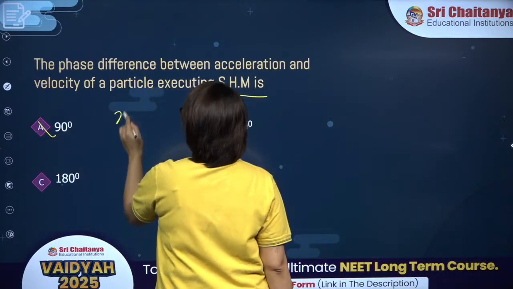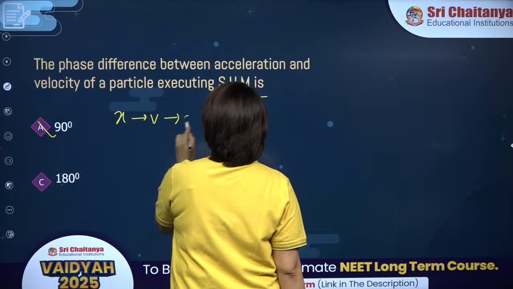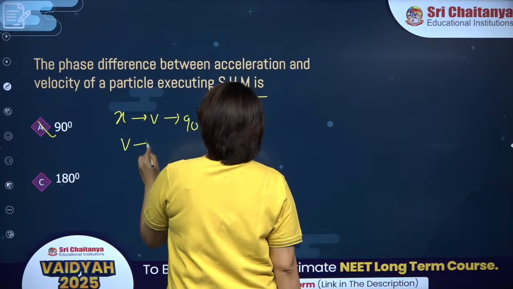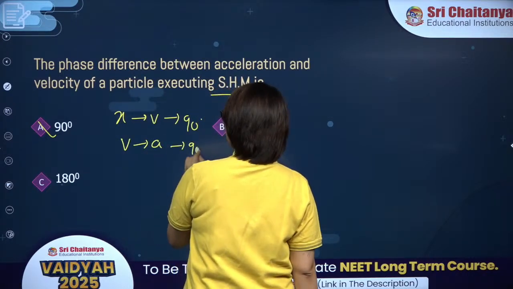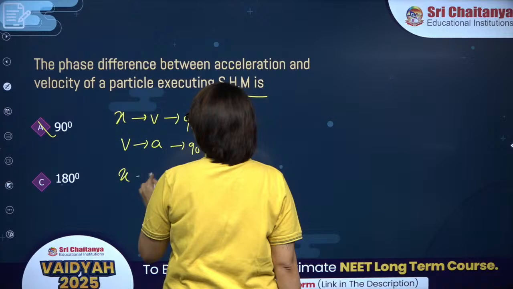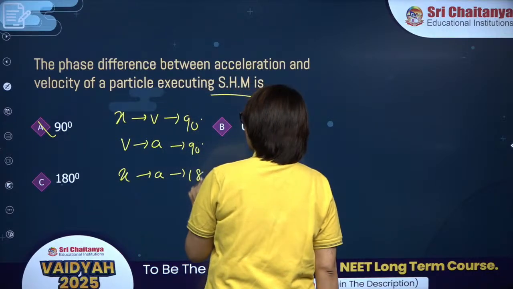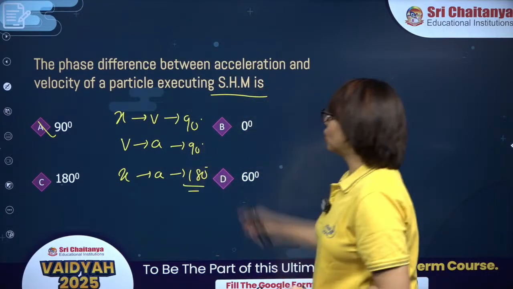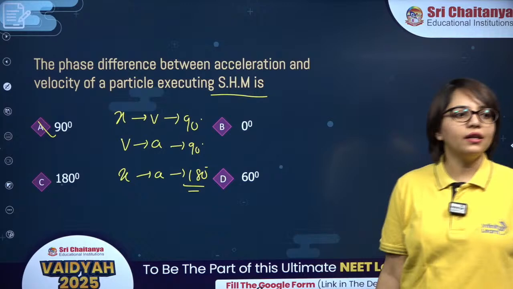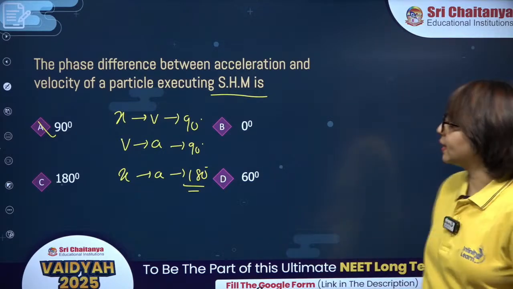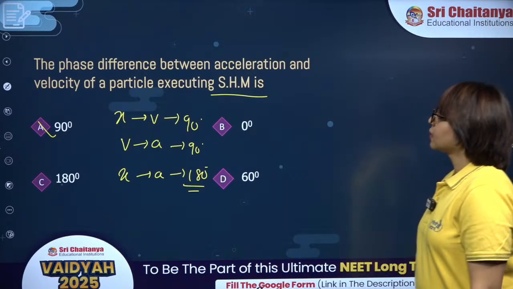Between displacement and velocity, 90 degree. Between velocity and acceleration, 90 degree. And between displacement and acceleration, it is 180 degree. You should remember all these three things. Fine? Yes, beta. Well done. So correct answer is option A.